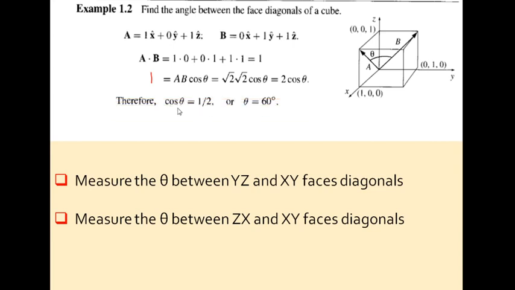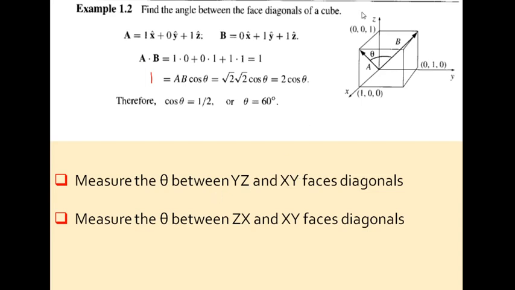That means theta is equal to cos inverse of 1/2, or you can say theta is equal to 60. That means theta is this one. Now I would like to suggest you to check it at your level: measure the theta between the YZ and the XY face diagonal.